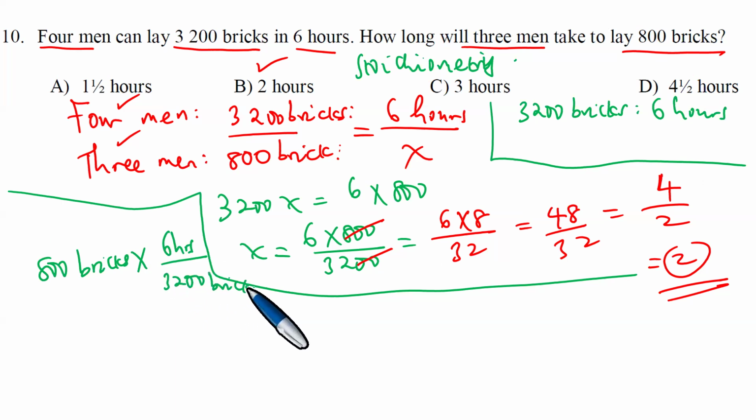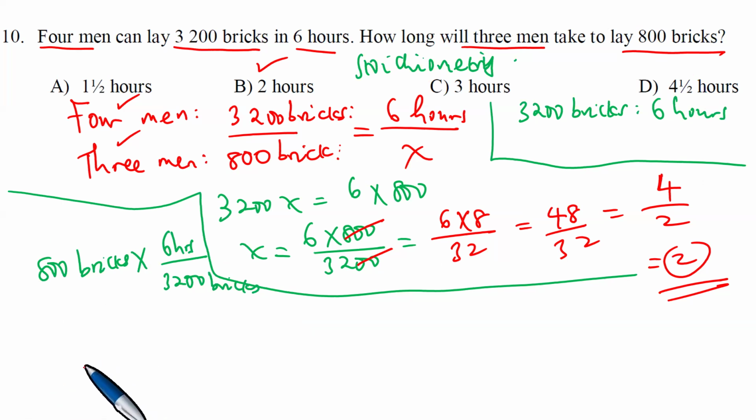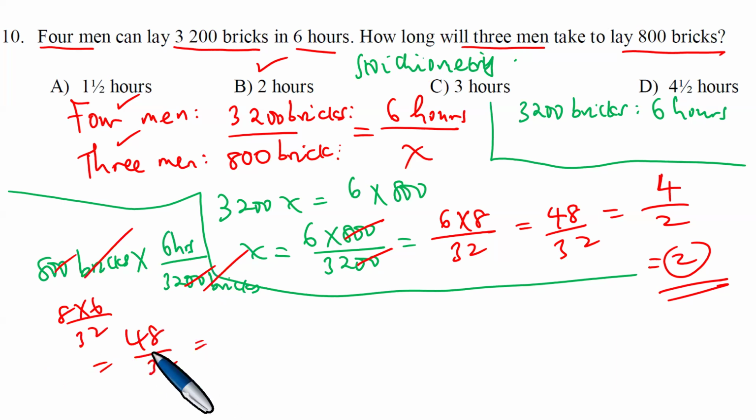There are too many ways to do this. In any event, you can have this, and then you divide, the bricks cancel out, and you're left with the hours as the units. The 2 zeros cancel out, and then you have 8 by 6 divided by 32. 8 by 6 is 48 divided by 32, and 16 goes twice, so 4 divided by 2 is 2 hours.